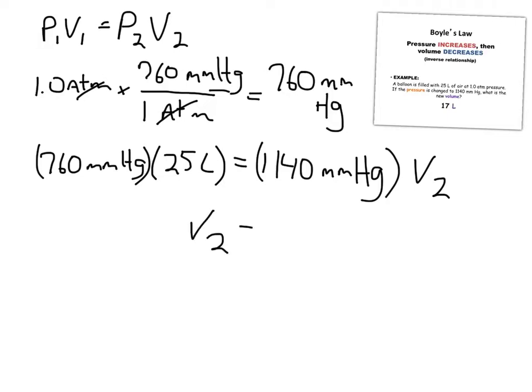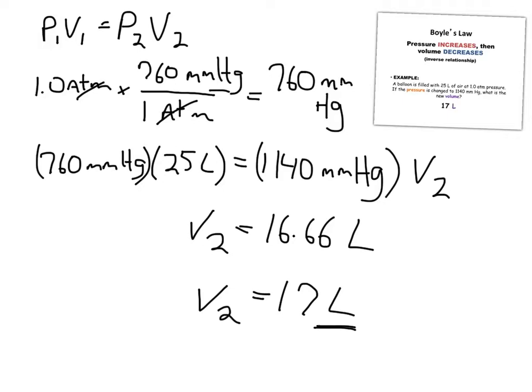When you do the math and actually solve for this, it comes out to be roughly 16.66 liters. With correct sig figs, it comes out to be 17 liters. In the problem, your volume is in liters, so your volume in your answer is going to be in liters. It's also important that you pay attention that your pressure is both in millimeters of mercury, so they would cancel out.